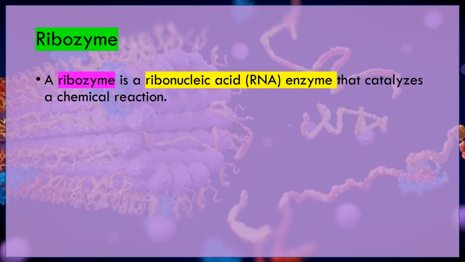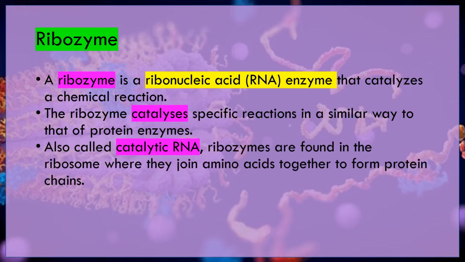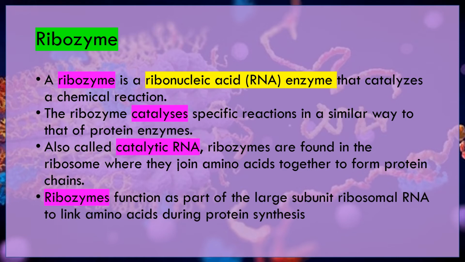Okay, a ribozyme is a ribonucleic acid (RNA) enzyme that catalyzes a chemical reaction. The ribozyme catalyzes specific reactions in a similar way to that of protein enzymes. Also called catalytic RNA, ribozymes are found in the ribosome where they join amino acids together to form protein chains. Ribozymes function as part of the large subunit ribosomal RNA to link amino acids during protein synthesis.